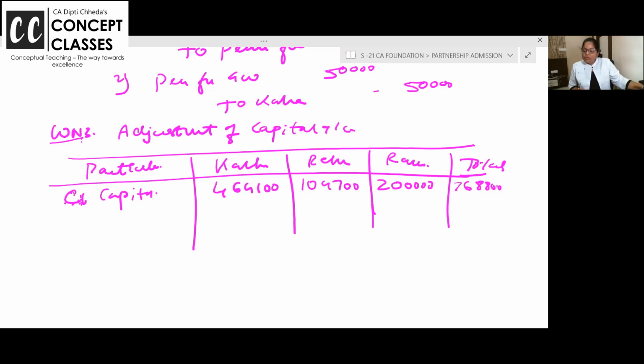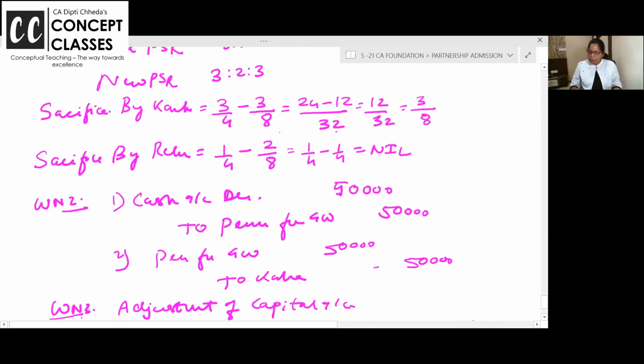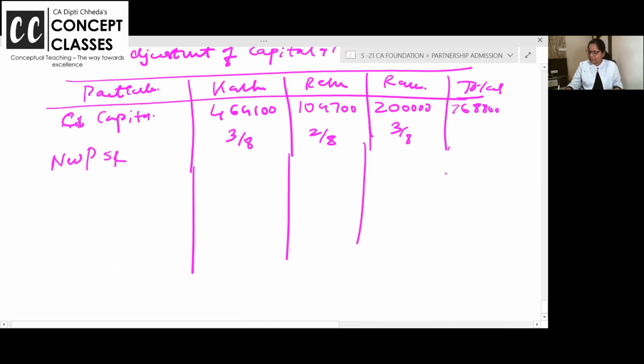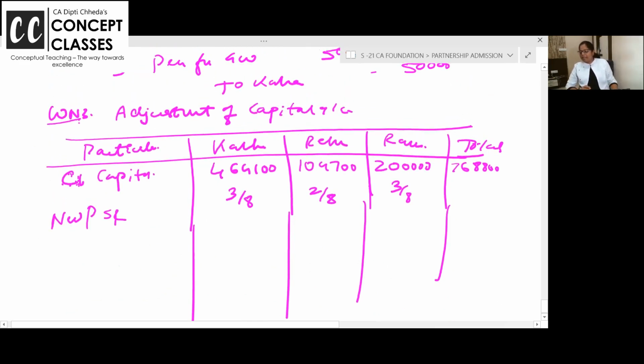The capital account of all the partners were adjusted in the new profit sharing ratio after admission. Yes. So already 2 lakh capital he has brought, we'll take 2 lakh as base. New PSR can be 3:2:3. 3 by 8, 2 by 8 and 3 by 8. Write down new PSR. Are you making the table?